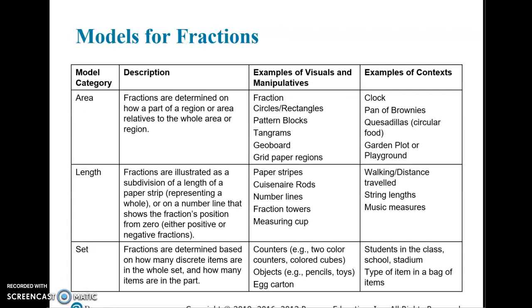Area: you can use fraction circles, rectangles, pattern blocks, and geoboards. Examples of context in the real world: a clock, a pan of brownies, a quesadilla. Length: paper strips, number lines, fraction towers. In the real world: walking distance, travel, string length, music measures. And sets: you can use counters, and students in the class could count people in the school or the stadium.